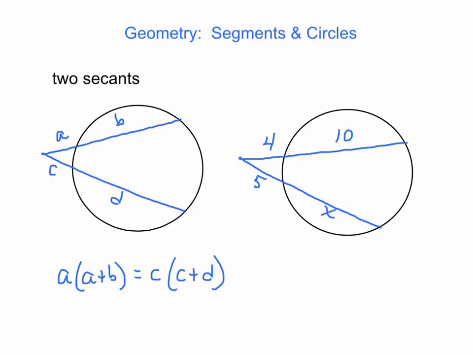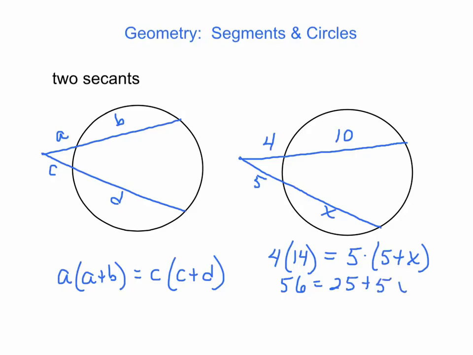So, to solve this problem, we're going to multiply the exterior times the whole and set it equal to the exterior times the whole. And we'll get 56 equals 25 plus 5x. So 31 equals 5x, and x equals 6.2.